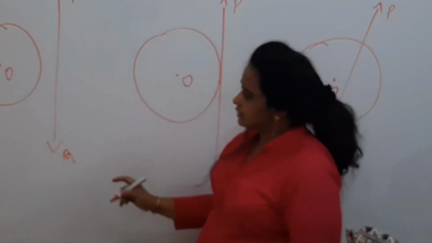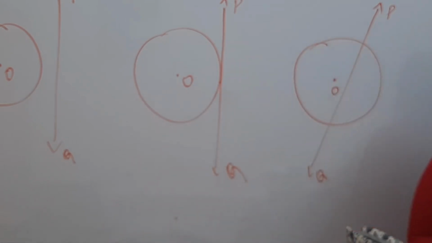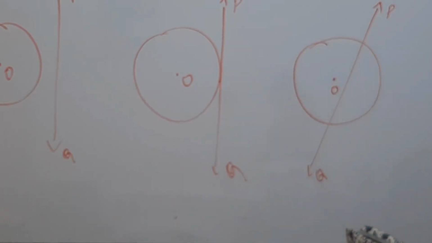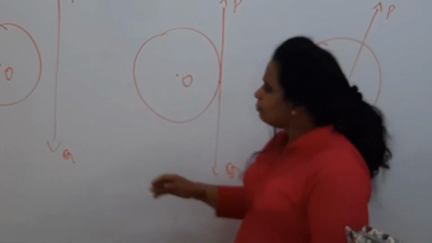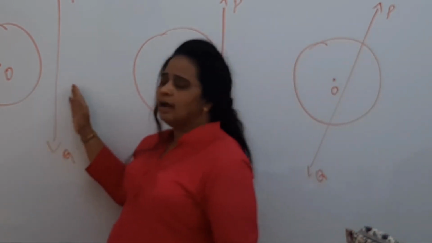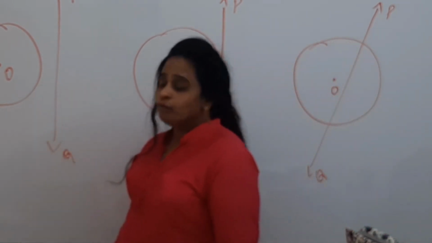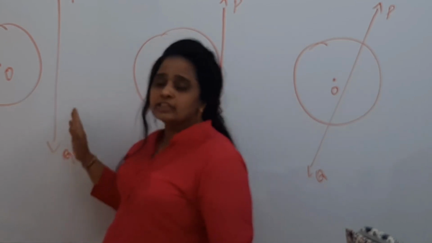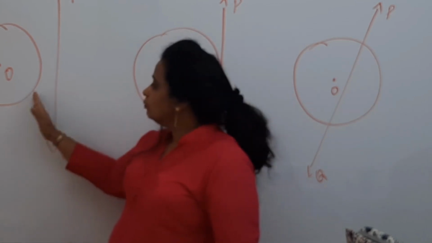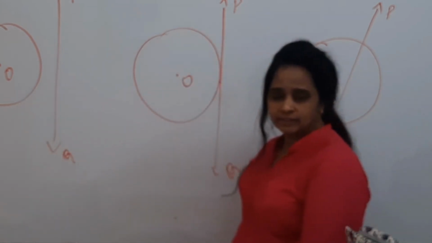Now you must understand the first possibility. In this first possibility, the line and the circle have no relation between them. That means there is no common point between a circle and a line. We say line PQ is a non-intersecting line with respect to a circle.